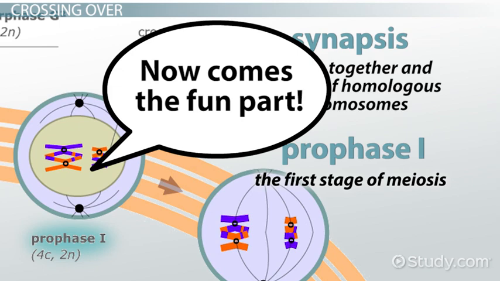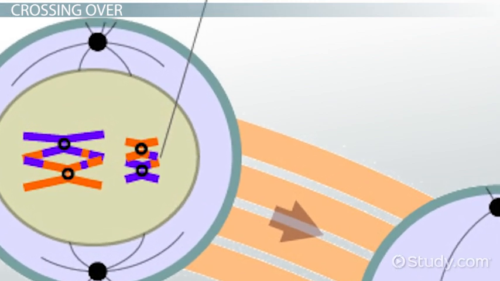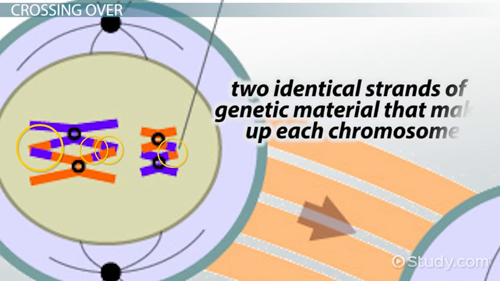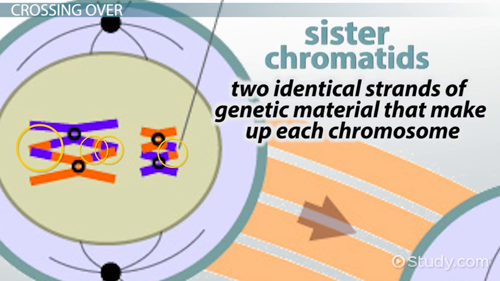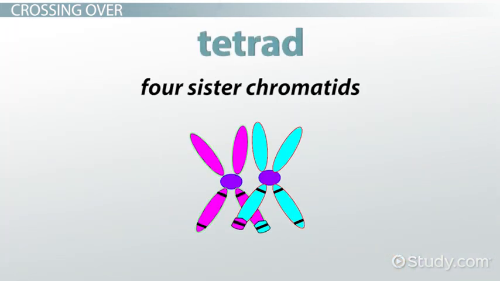Now we're getting to the fun part where we all become a little different. When synapsis happens, the homologous chromosomes end up next to each other. Each set of homologous chromosomes contains the same genes on them in the same location. There are two identical strands of genetic material that make up each chromosome called sister chromatids. The set of homologous chromosomes will be composed of 4 sister chromatids called a tetrad.